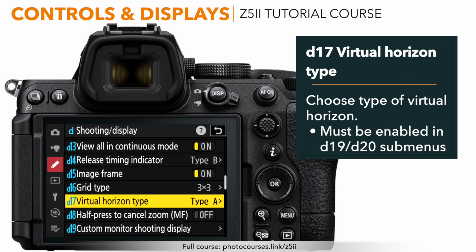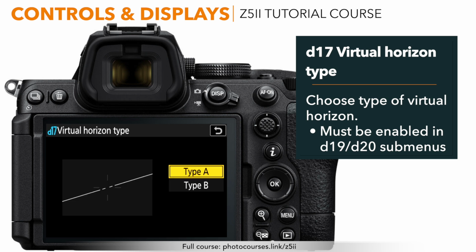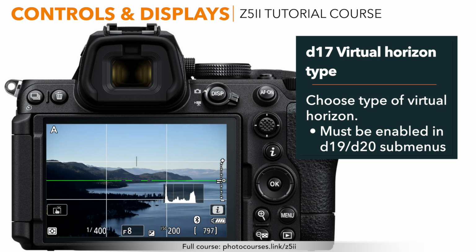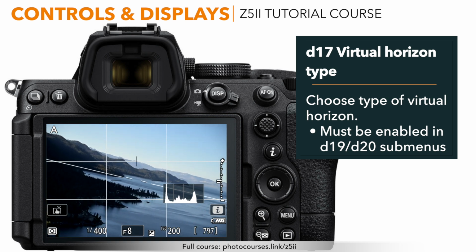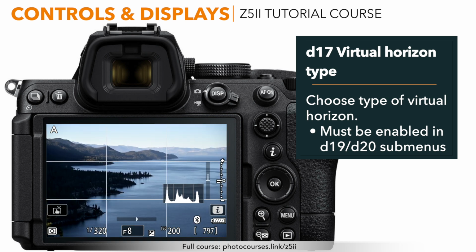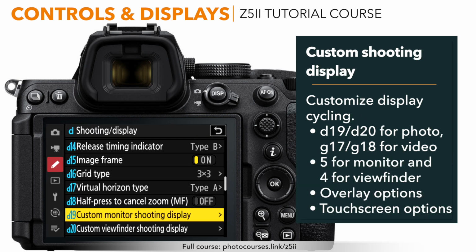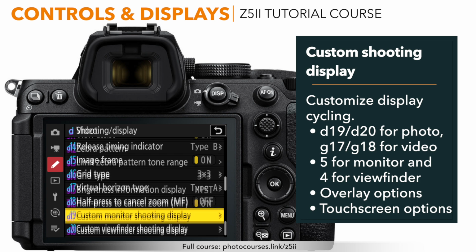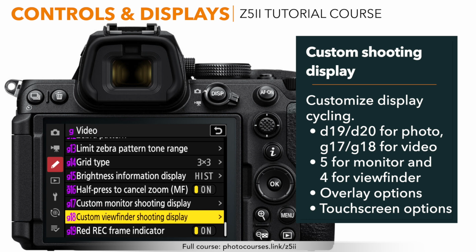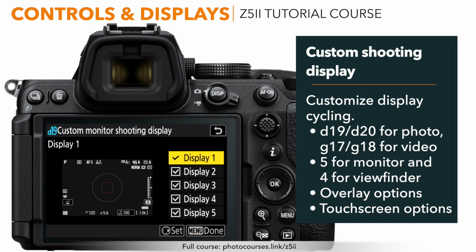D17 Virtual Horizon Type. Like grid type, this is where you'll choose the type of virtual horizon if it's enabled for your displays. Type A will show the levels in the center of the screen, and Type B will move them off to the side and the bottom. You can customize your displays for photo mode in D19 and D20, and for video mode in G17 and G18. Whatever you have set here, this is what's going to happen when you press the display button when either looking at the monitor or looking through the viewfinder.